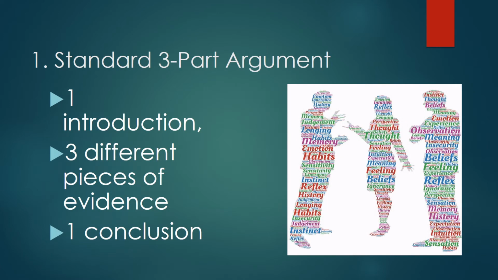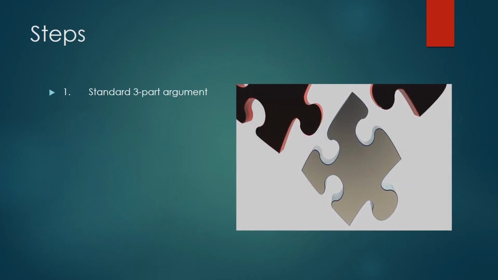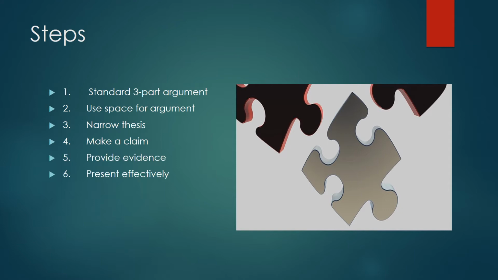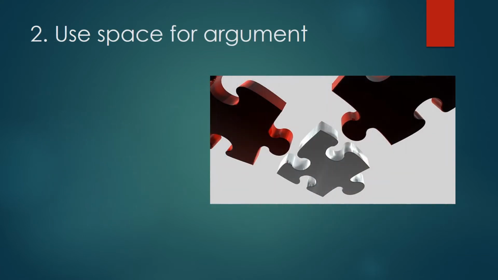The standard 3-part argument includes 1 introduction, 3 different pieces of evidence, and 1 conclusion. Let's now look at step number 2. Use your space and your time for argument, and not for facts.